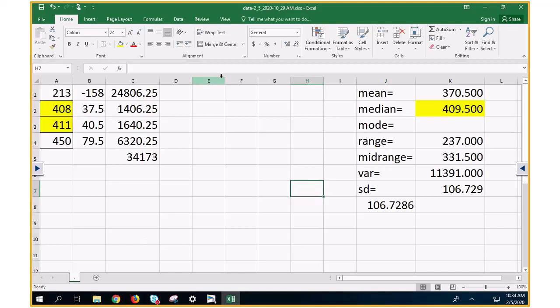And I think they wanted, what did they want? I know they wanted the variance and standard deviation, but what else did they want? The mean? The range? Okay, so 237, 11, 391, and 107, 106.73. Make sure you write those down. I'm going to go to my handy dandy test.